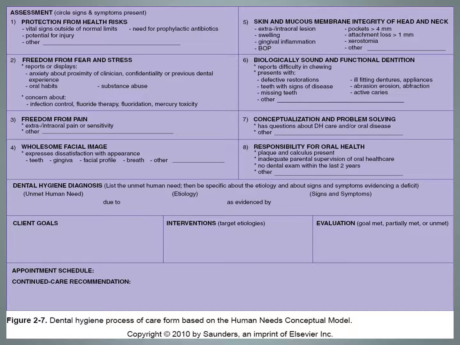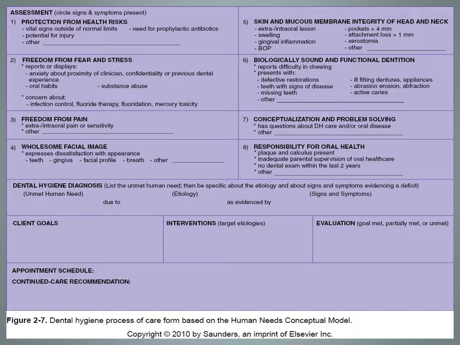So whatever your patient presents that you see, whether it's gingivitis, tooth decay, other oral lesions, whatever it is, it has to relate to something. You have to investigate why it is the way it is. And then also conceptualization and problem solving. We have to help them understand the process and the rationale for what we're telling them so that they can proceed and maybe possibly change some behaviors if that's what's needed. And then there's the responsibility for oral health.